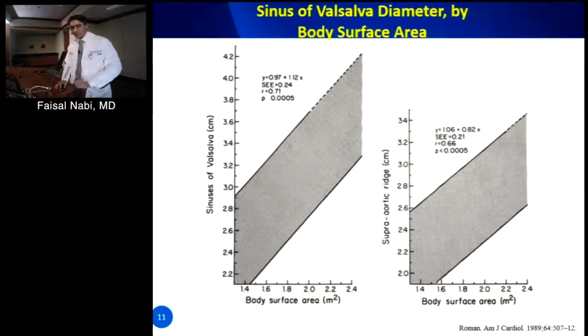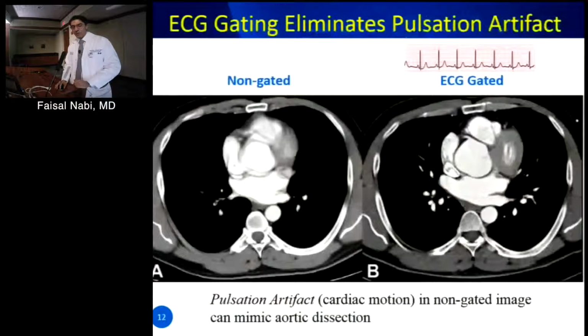Another factor when it comes to measuring the aorta is that it's very, very important, especially for CT, not so much an issue with MRI, that we gate the thoracic aorta in order to make accurate measurements. A great example is on the left side of the screen. If you don't gate, you get a lot of motion. This motion is called a pulsation artifact, and it can easily mimic an aortic dissection. When you gate the images, you're able to clearly see the boundaries of your measurements.